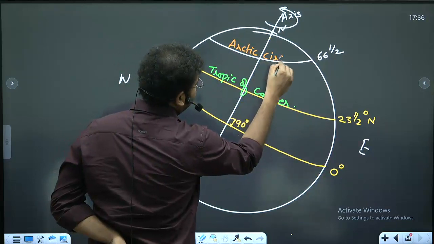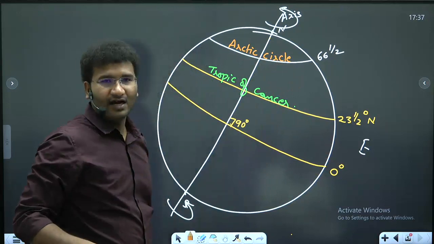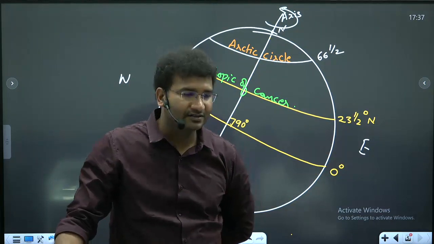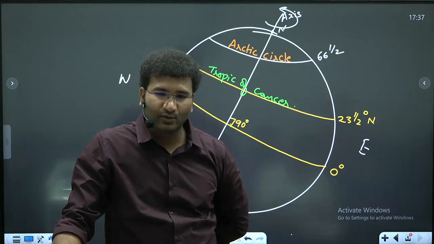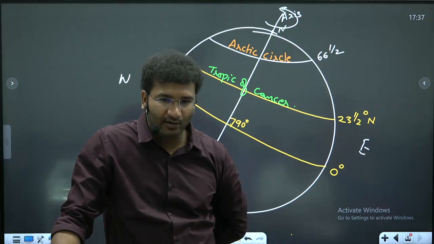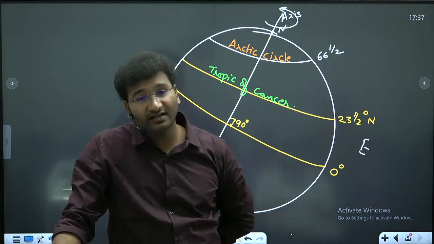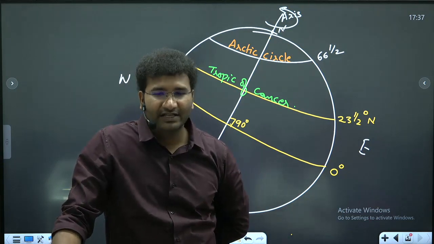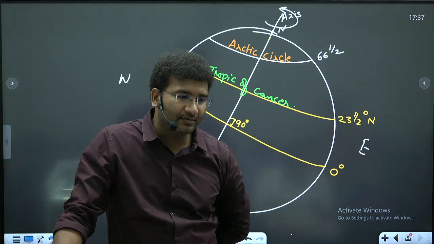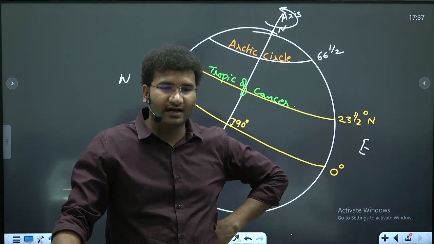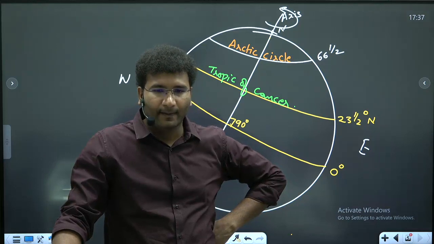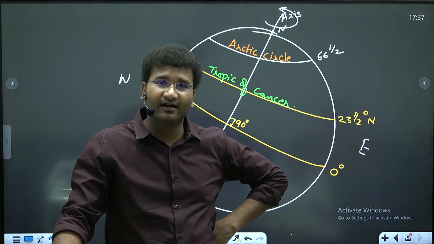Arctic Circle. There is a small homework. Arctic Circle passes through which countries? This is a homework for you. It passes through 8 countries directly or indirectly. There is also a council called the Arctic Council. Please take this as homework and write it in the same side notes. How many countries does the Arctic Circle pass through, and how many countries are there in the Arctic Council?